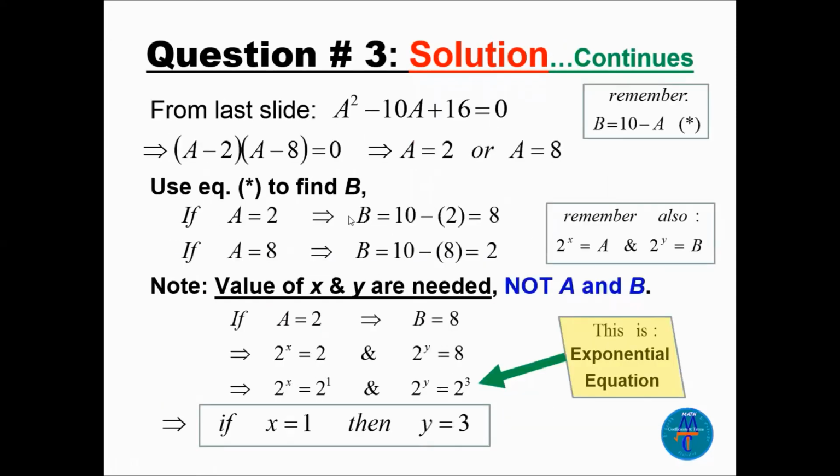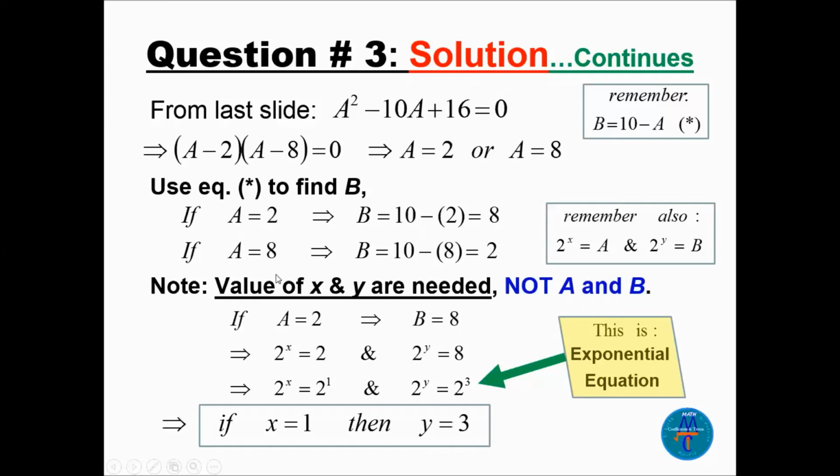Now, from the last slide, we see A squared minus 10A plus 16. We can factor this: (A minus 2)(A minus 8). So A will be 2 or A will be 8. Now this is A. Remember how I put star for you here. Star is B equals 10 minus A. So from A equals 2, I can find B: 10 minus 2, so that's 8. If A equals 8, then B will be 10 minus 8, which is 2.